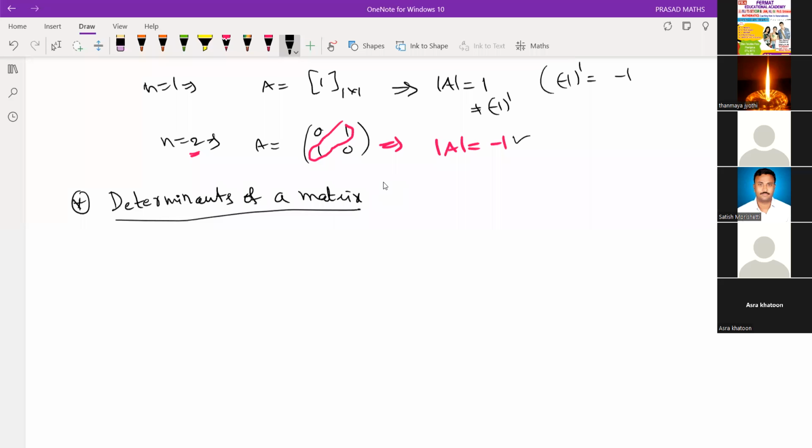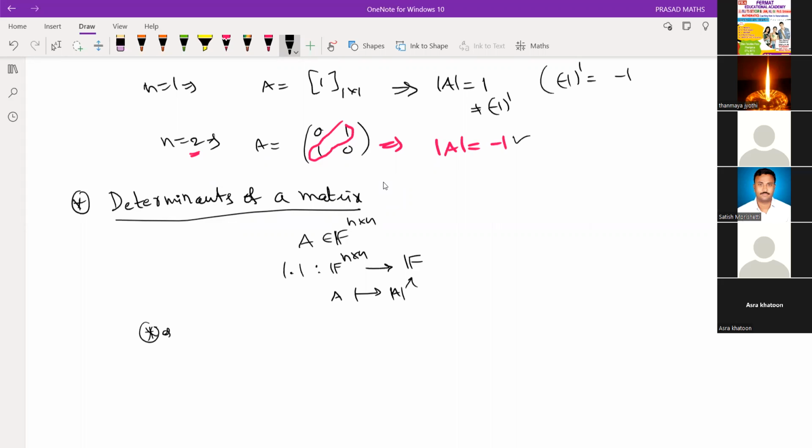Right? So determinant is nothing but what? Once you are given a matrix over a field F, determinant is actually a function, a scalar value function. You take any matrix, the determinant is a scalar. Determinant is nothing but a function from matrices to the field. You give me any matrix, you're going to get a scalar, right?